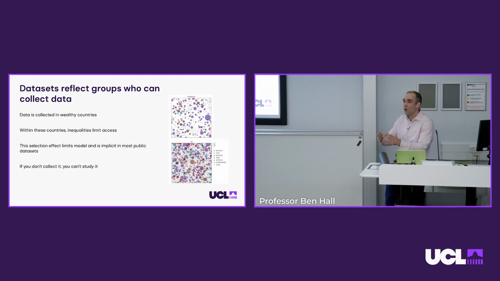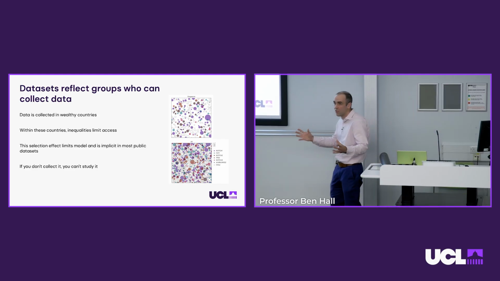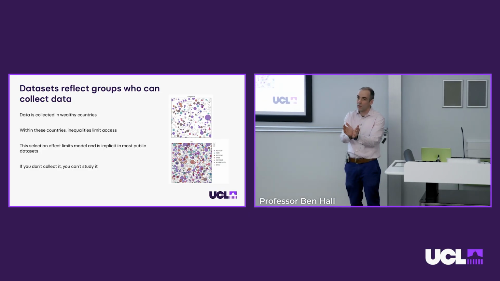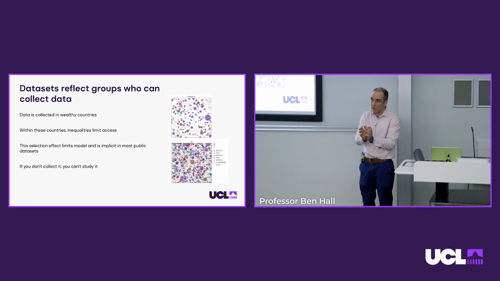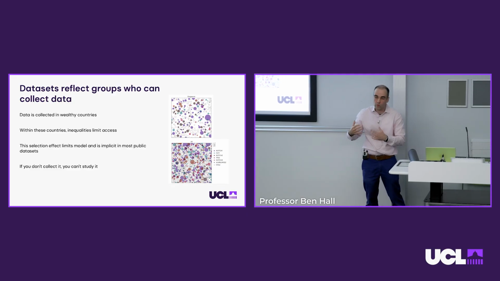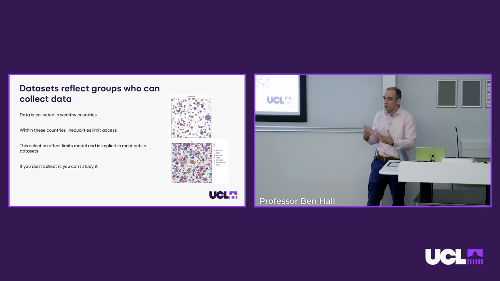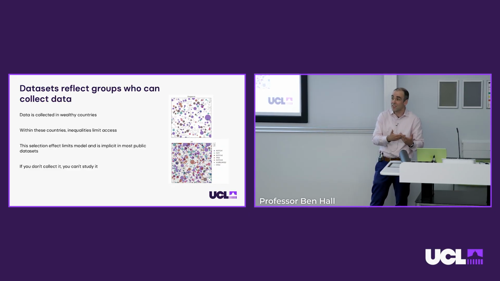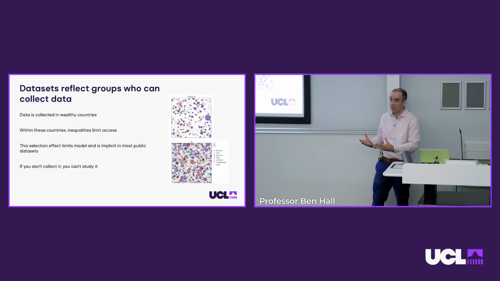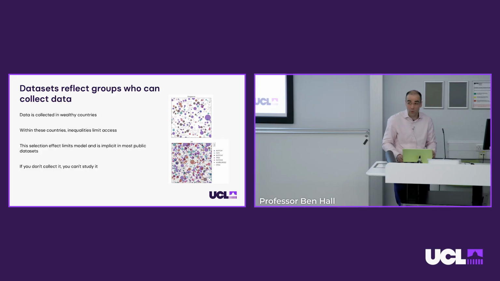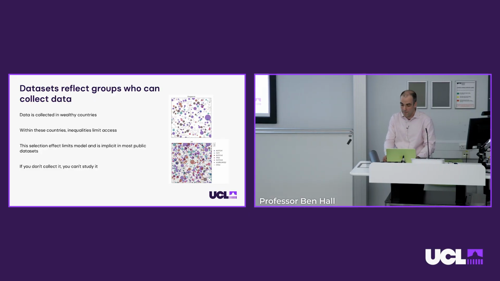You're not looking at the whole population. You're not necessarily looking at a representative population. You're looking at a subpopulation who just happen to have access. And because you're looking at that subpopulation, that population may not be representative. And there's a lot of great work that's been done showing that biases in public data sets that reflect where the data can be collected actually limit the quality of the models that can be generated. And if you don't collect it, you can't study it.